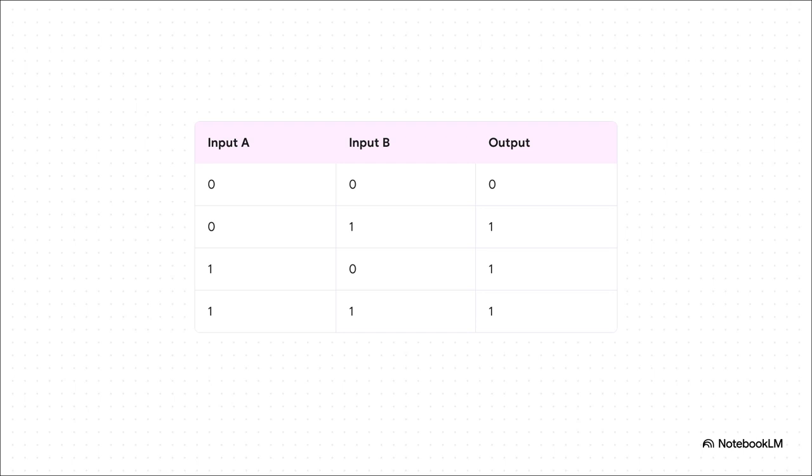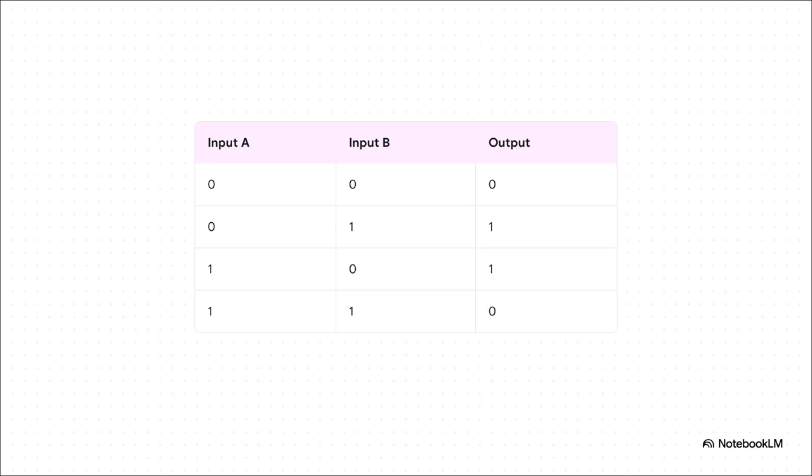Then we have the OR gate. Let's go back to our lamp, but this time the switches are wired differently. The light will turn on if switch A or switch B is on. Doesn't matter which one, or even if both are on. This gate works the same way. As long as at least one of the inputs is a 1, the output is a 1.